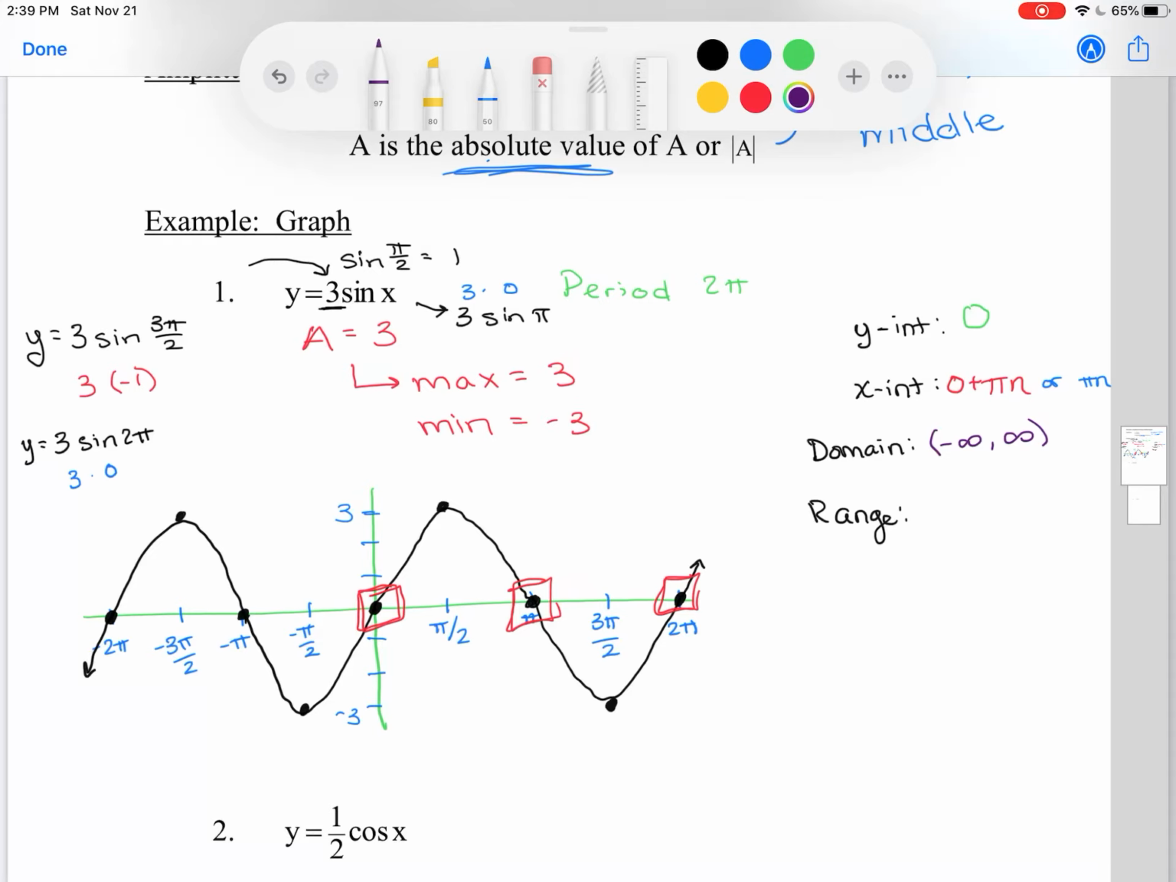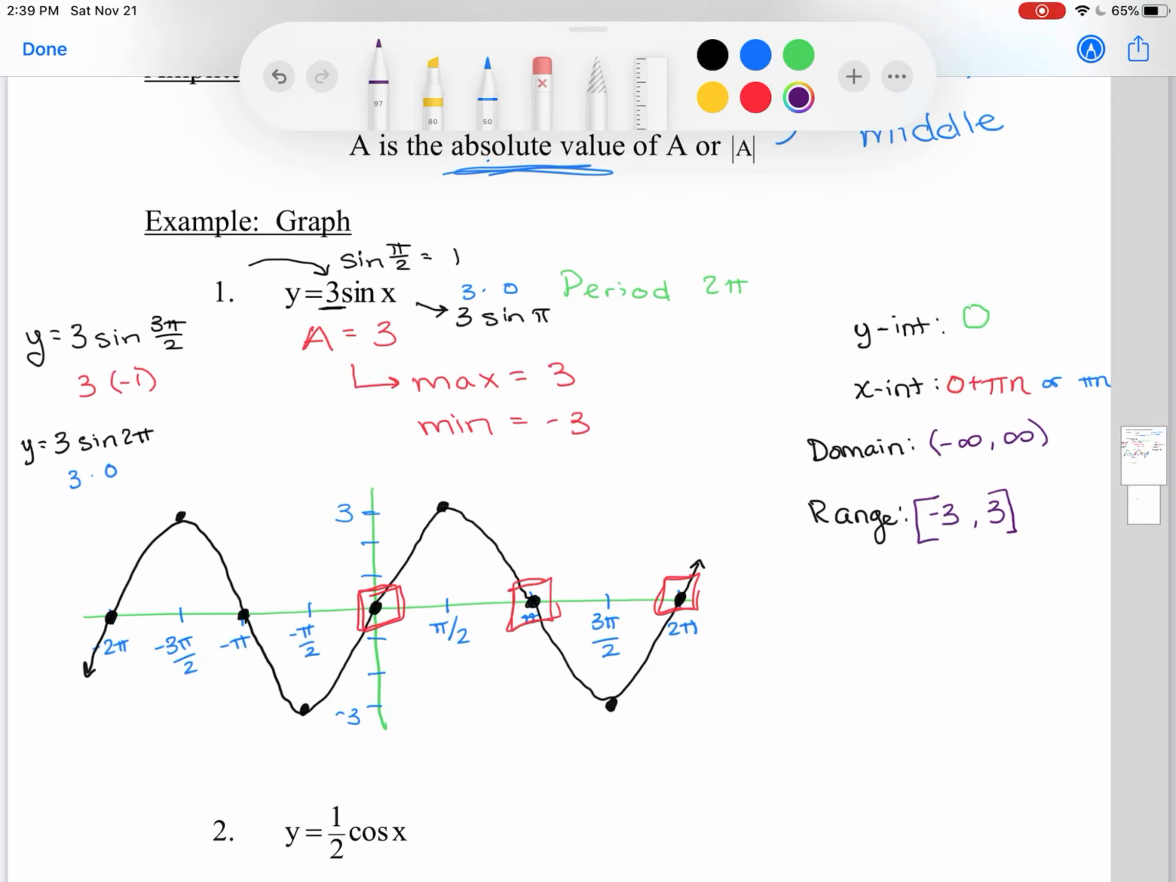Our domain, remember, domain is your x values from left to right. It's going to repeat itself over and over again. You'll notice the pattern. Your domain is always going to be negative infinity to positive infinity, because those arrows are signaling that it's going to keep going to the left and always keep going to the right. Those are your x values.